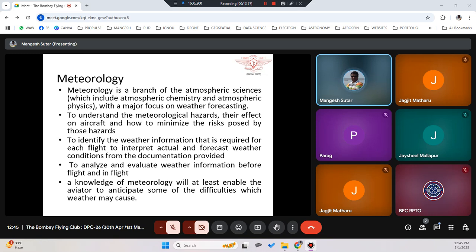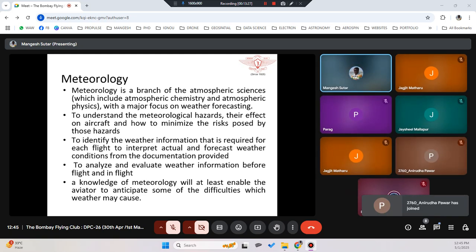Every airport will generate a report of the current weather at that point in time. Some airports publish the report every 8 hours. Okay, so to identify weather information that is required for each flight, to interpret actual and forecast weather, because Mumbai to Kolkata is about 2 hours of journey, or Mumbai to Chennai is about 2 hours of journey. I know right now the weather here in Mumbai is this. At the same time, what is the weather in Kolkata? I should know about it. But I'm going to be in Kolkata 2 hours later. What could the weather be? I should know about that when I'm flying.